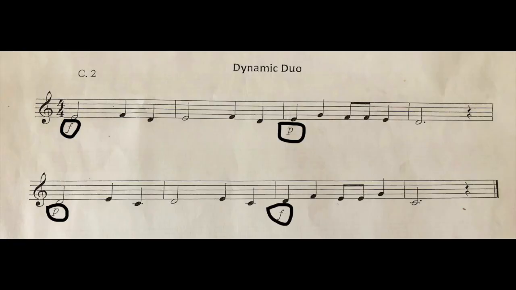Okay, so the second piece on list C is called Dynamic Duo. Now, dynamics are the markings you have on your copy. You'll have an F for forte, so that means you play loud, and you'll have a P for piano, which means soft or quiet. So that's the difference you want to hear in this study. When it says to play loud, play loud. When it says to play quiet, play nice and quiet. Okay, let's get ready to play Dynamic Duo.